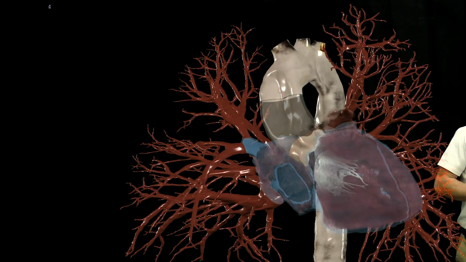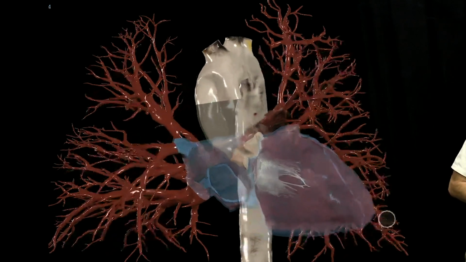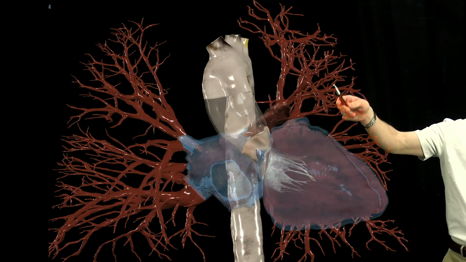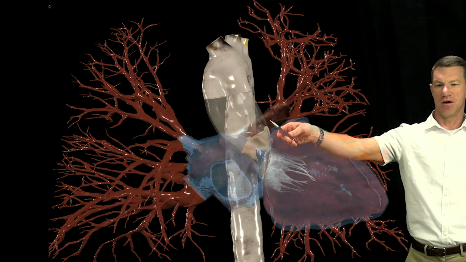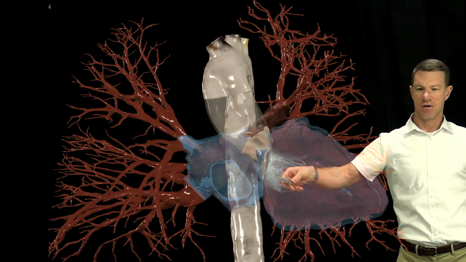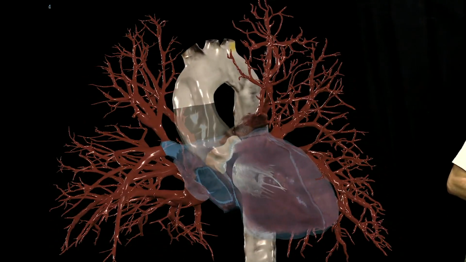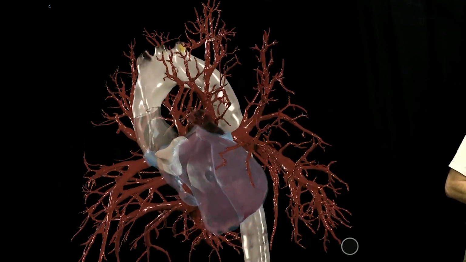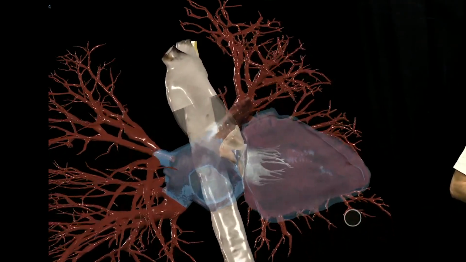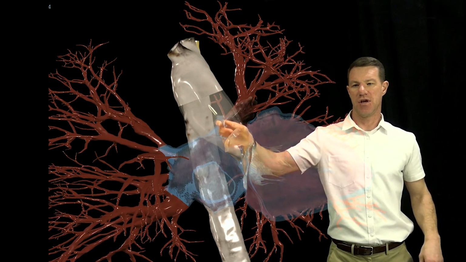All right, now we've jumped over to the left side of the heart. So the left side of the heart is going to receive blood back from the lungs via the pulmonary veins right here, and then into the left atria through another valve, the bicuspid valve or mitral valve, and into the left ventricle. The left ventricle then pumps back up out through the aorta.